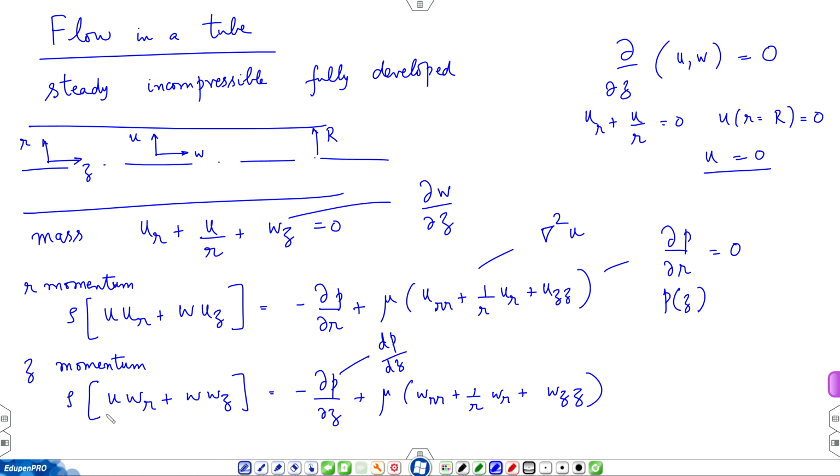And if you set u equal to 0, this term goes away. You set wz equal to 0, the second term goes away. This wzz is gone because of the fully developed flow approximation. So, you are left only with this part.